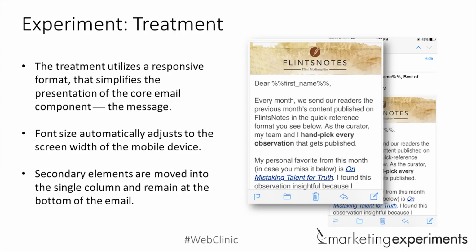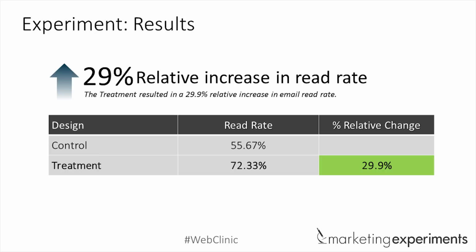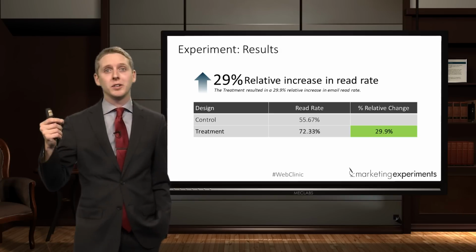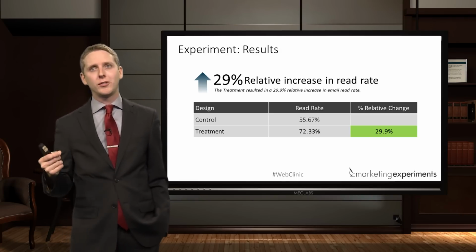In this case, by making it clear, easy to read, easy to scan, the content was the same, but the simplicity, the clarity of it was a lot easier. Here's the before, here's the treatment, and here are the results. Now, you may say 29%, that seems small, but look at the read rate. 55 to 72. You're looking at an already pretty high read rate. So to get a 29% increase on a 55% read rate is significant.